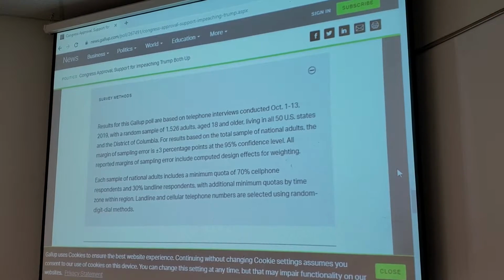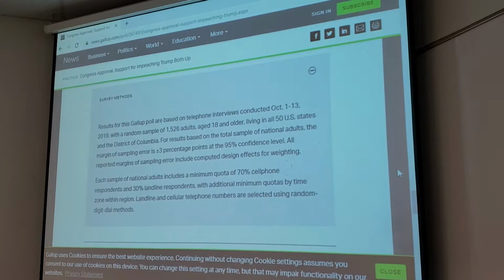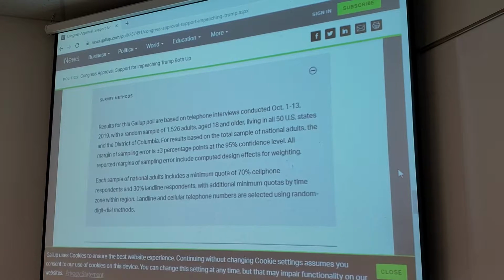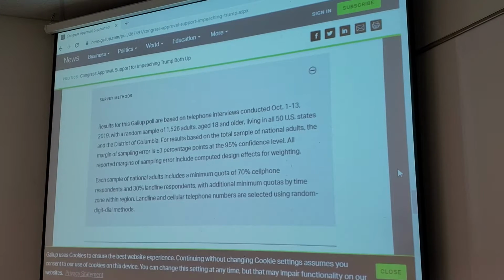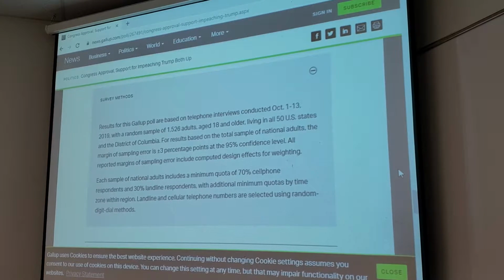Now, to be really honest, there's a little bit of tweaking there for weighting, and they had to be careful about the fact that they did telephone interviews, so they didn't get everybody. So there are little tweaks you could do to the formula to account for that. But the basic underlying idea is the p hat plus or minus the margin of error.